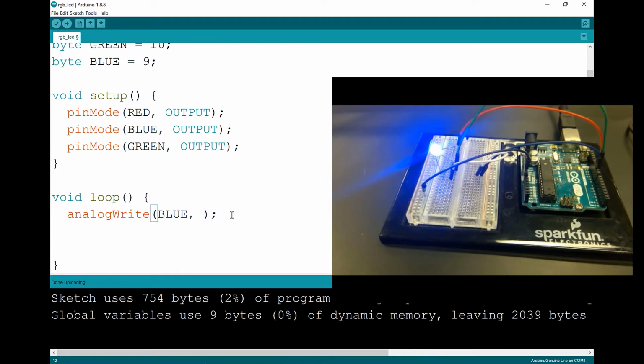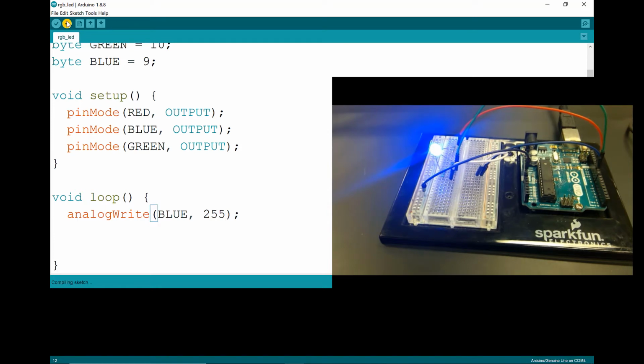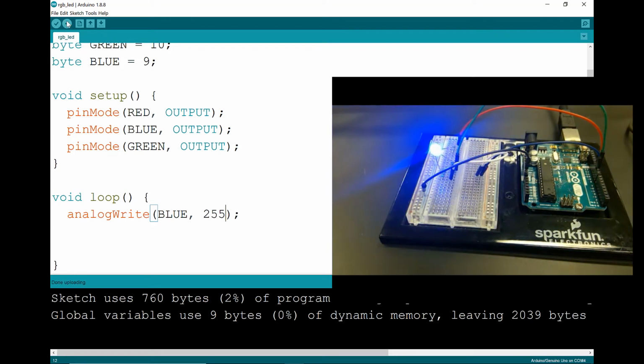And then the analogWrite command creates a pulse width modulated signal on the blue pin, pin 9 in this case. And so it takes two arguments. The pin that we want to control and create the pulse width modulated signal on, and then it also takes a number between 0 and 255. And a 0 would correspond to a duty cycle of 0%. 255 would correspond to a duty cycle of 100%. And you can go anywhere in between. So if I do analogWrite blue 255, the blue light will turn on and it'll be just as bright as it was before.